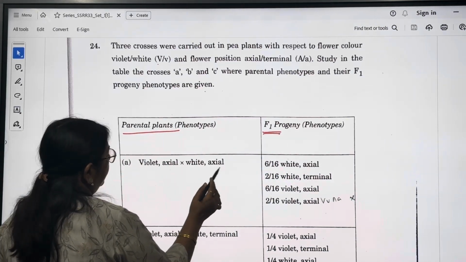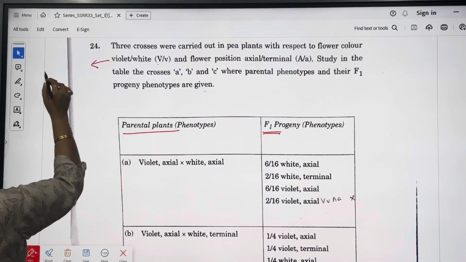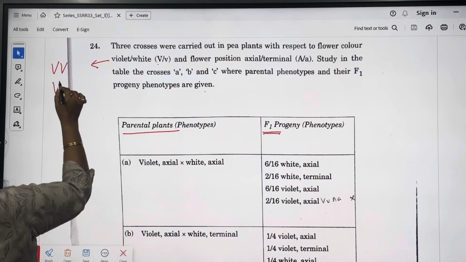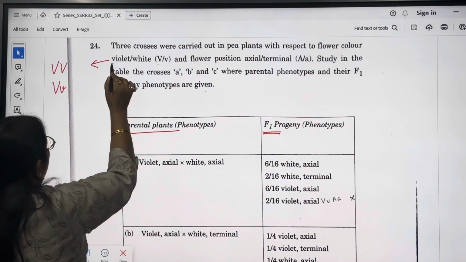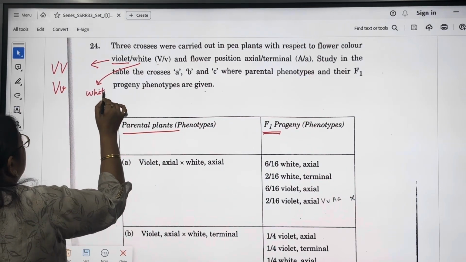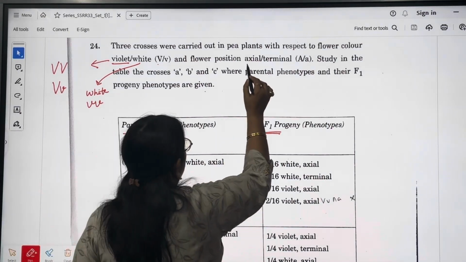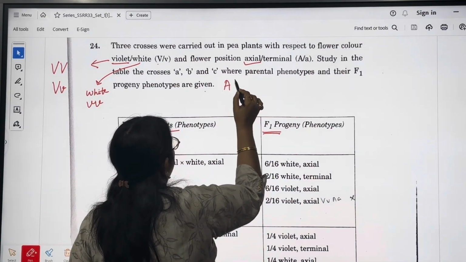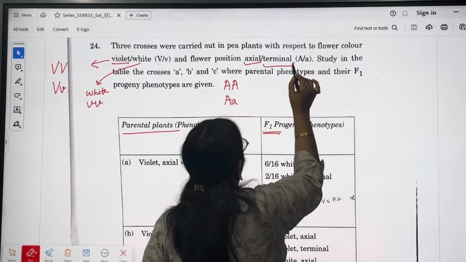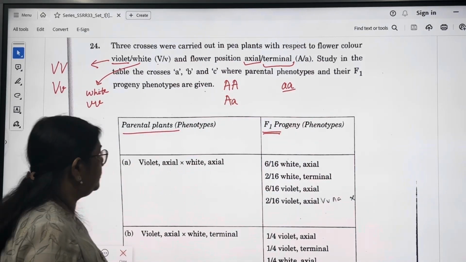Violet axial, white axial. First we see the possible genotypes. For violet flowers: capital V capital V, or capital V small v. For white: small v small v. For axial, two types of genotype: capital A capital A, or capital A small a. But for terminal, only small a small a, because it is recessive.